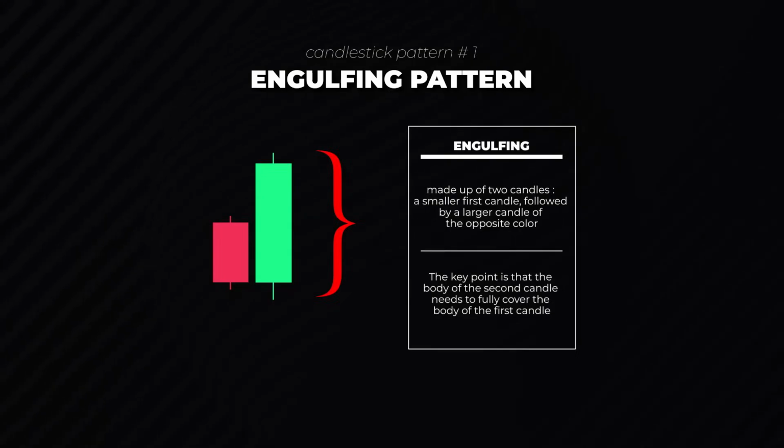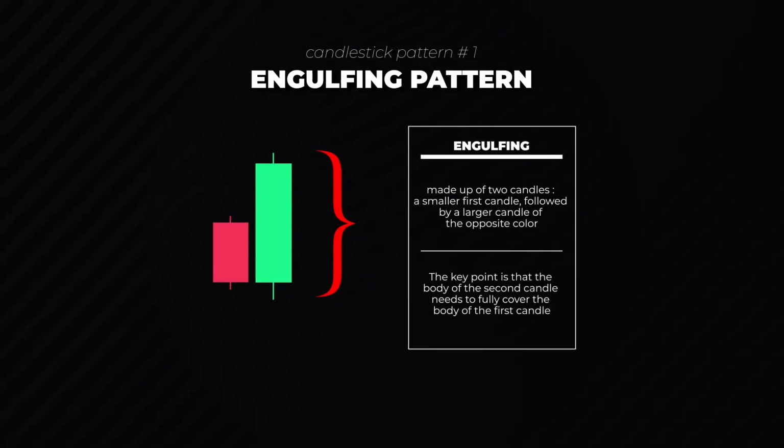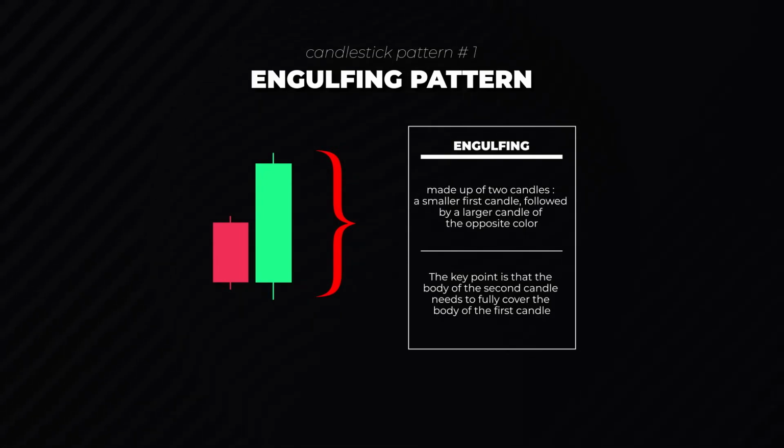An engulfing pattern is a candlestick pattern made up of 2 candles, a smaller first candle, followed by a larger candle of the opposite color. The key point is that the body of the second candle needs to fully cover the body of the first candle.